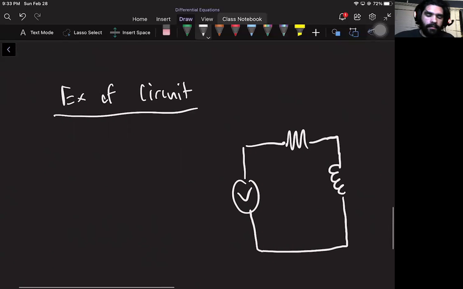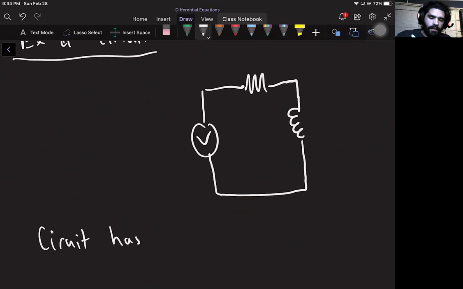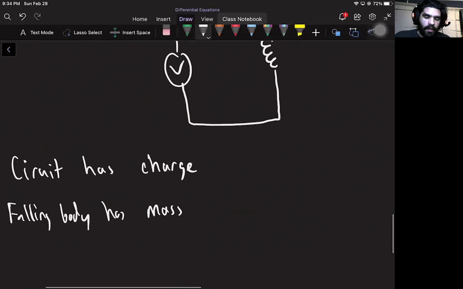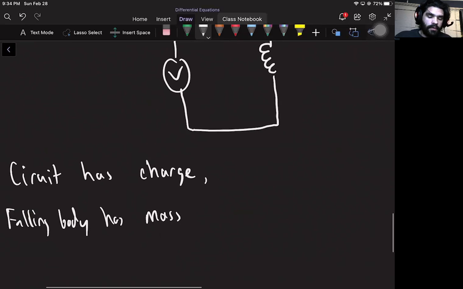But then what's going on is that the circuit has, well, it has sort of like mass, but it's for electricity. So it has something called charge. And you should think of this analogy, sort of like a falling body has mass. And if the body is not falling, if there's nothing pushing on it, then it's just sitting there on the ground. If there's nothing making it move. Similarly, the charge is just sitting there in the circuit until you turn on the circuit.